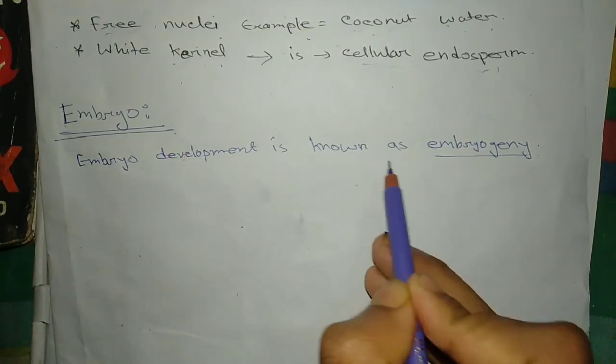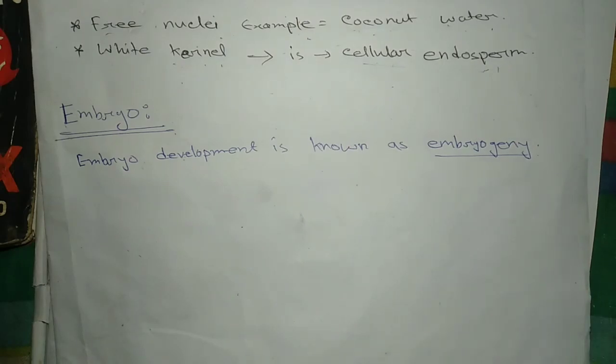First stage, a certain amount of endosperm is formed and then the zygote divides. It is very important because the zygote gets its nutrition from the endosperm. Embryo development is known as embryogeny. Okay, embryo development is known as embryogeny.